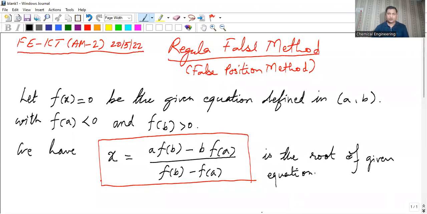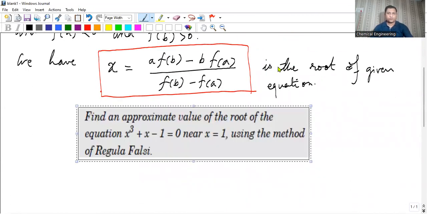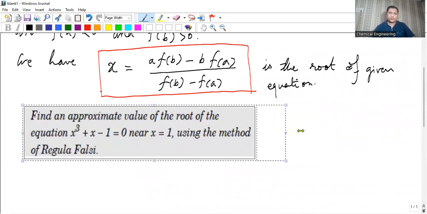No, sir. Okay, so we can go to the example, where we'll try to solve using this Regula Falsi method. Let's try to have the example. I hope all of you are able to see this.